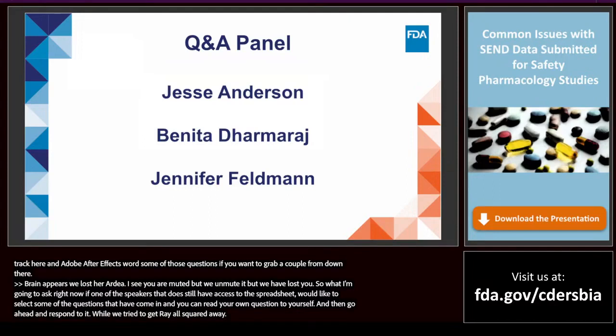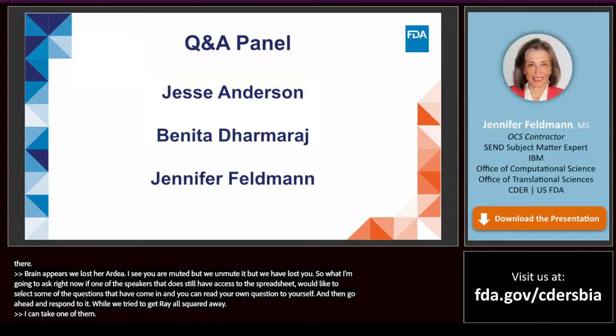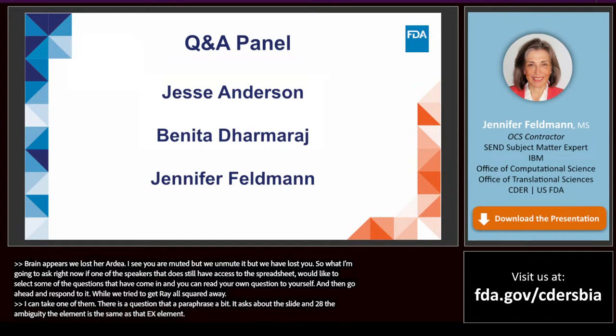This is Jennifer. There is a question, I'm going to paraphrase it a bit. It asks about on slide 28, the ambiguity when the end of the element is the same as the beginning of the next element. Question generally is asking, should each element have distinct start and end dates?